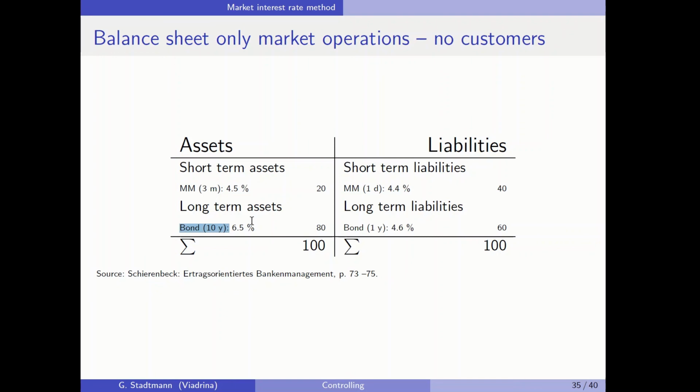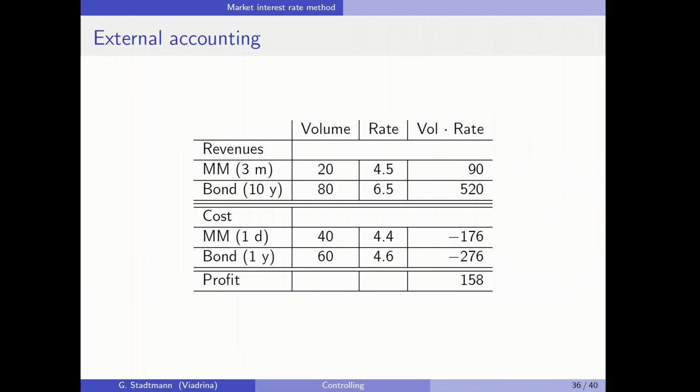Let's have a look at the profitability of this bank. Let's have a look at this table, which stems from the external accounting. You can see here in the upper part the revenues and in the lower part the cost. So this bank is profitable.